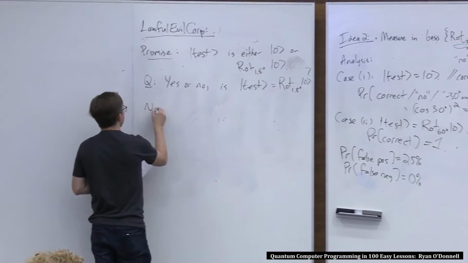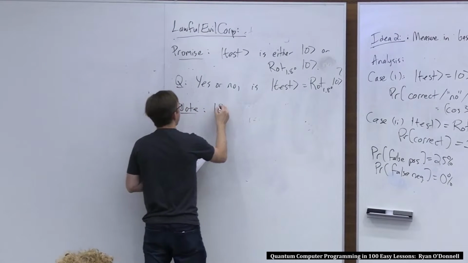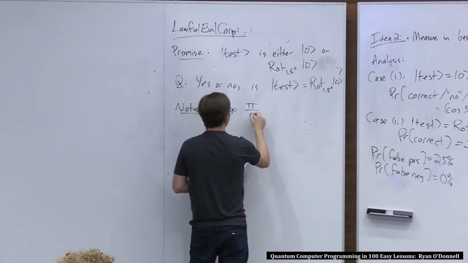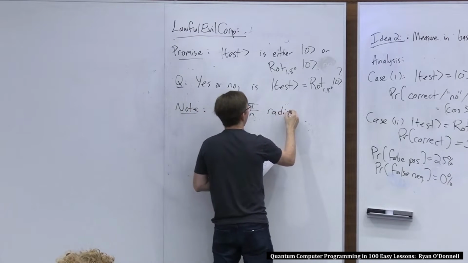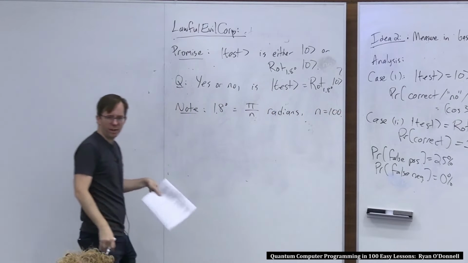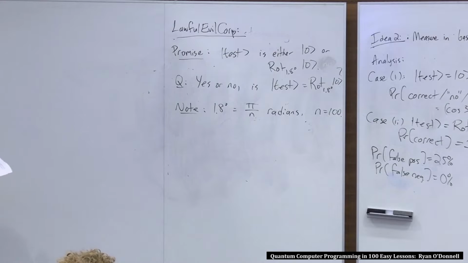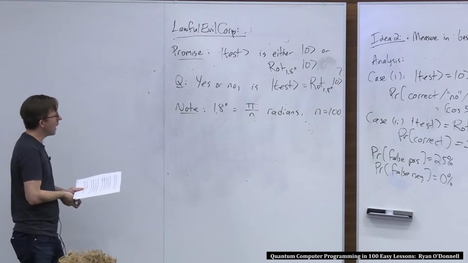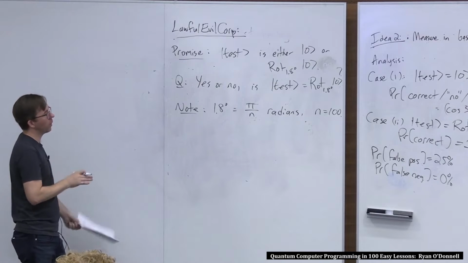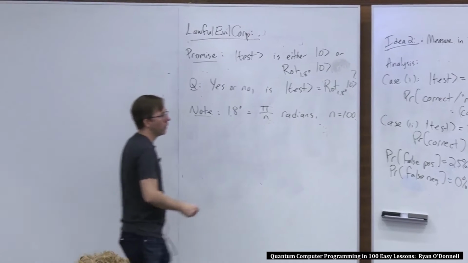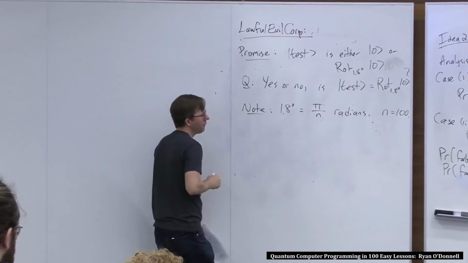So, just by the way, it's 1.8 degrees. That's like pi over n radians, where n is 100. Okay, so I'm just going to call it pi over n. Think of n as a big number, but in the back of your mind, imagine it's 100. For this, I'm going to do the analysis where we only focus on one-sided error. You can think about two-sided error for this case, but let's focus on one-sided error.